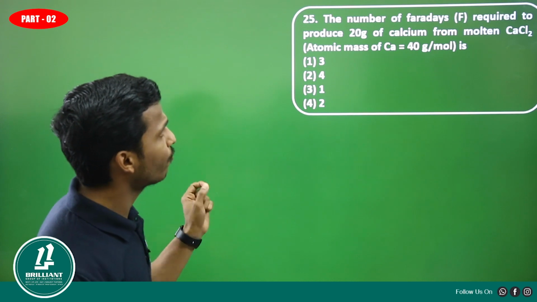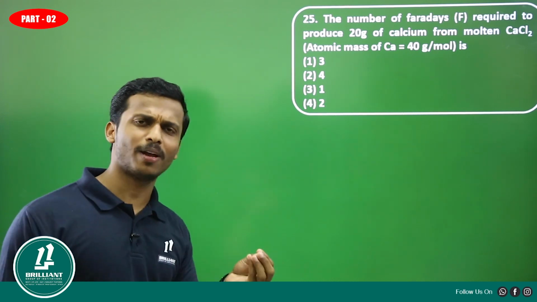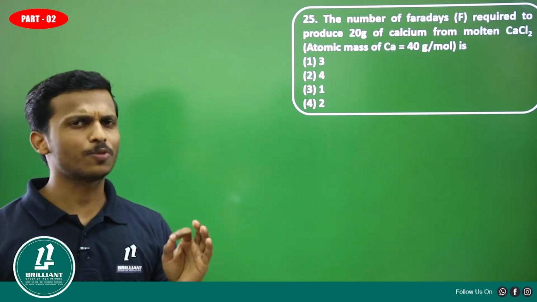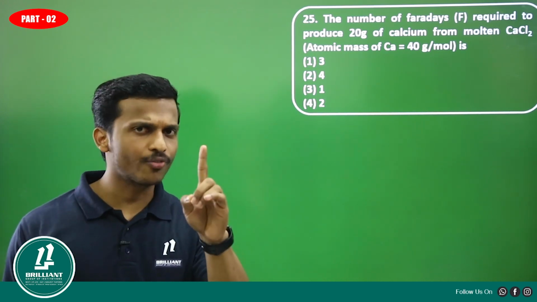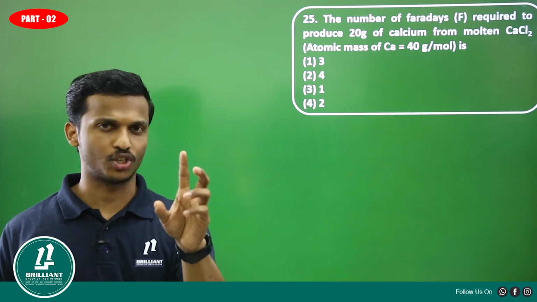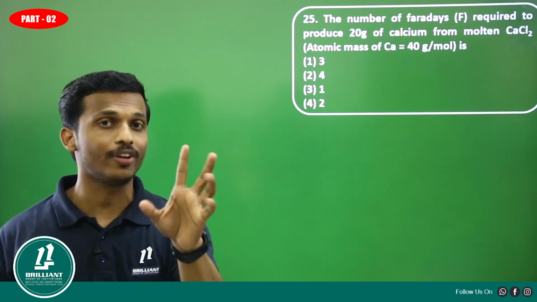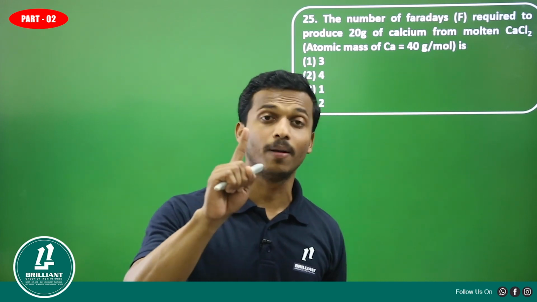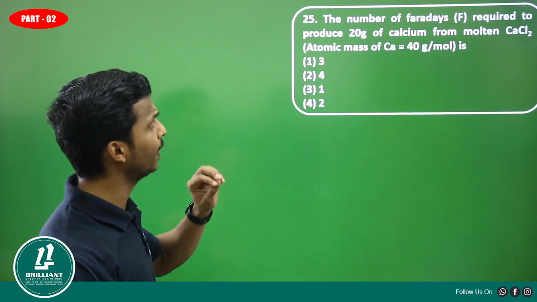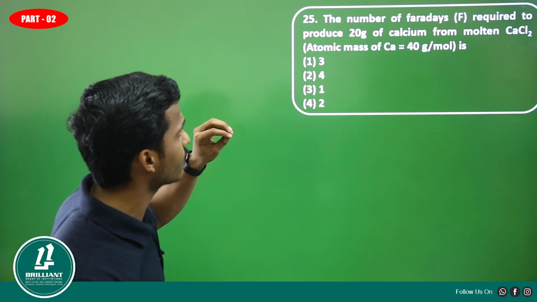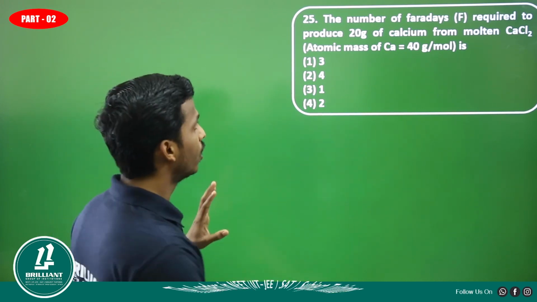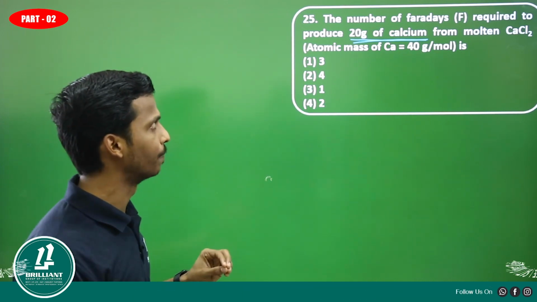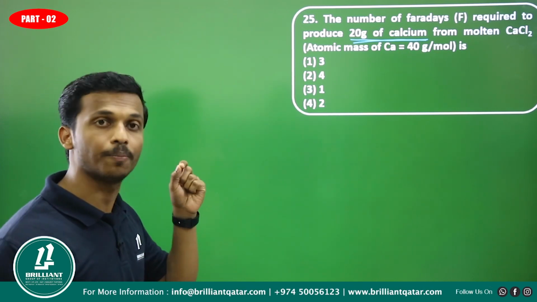The number of faradays. Student, what is meant by faradays? Which chapter? Electrochemistry, grade 12. What is meant by Faraday? 1 Faraday means the charge of 1 mole of electrons. See, the number of Faradays required to produce 20 gram of calcium from molten calcium chloride.